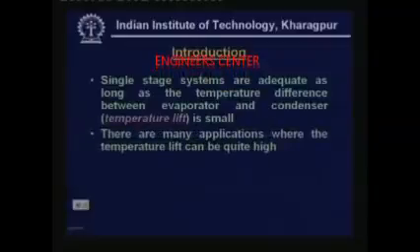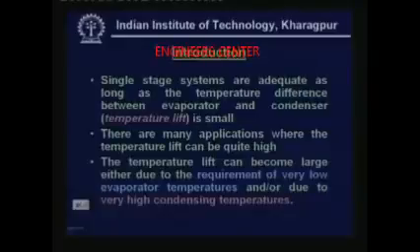But there are many applications where the temperature lift can be quite high, and the temperature lift can be large either due to the requirement of very low evaporator temperatures and or due to very high condensing temperature. That means there are many applications where for a given condensing temperature you require very low evaporator temperatures. This will increase the temperature lift.